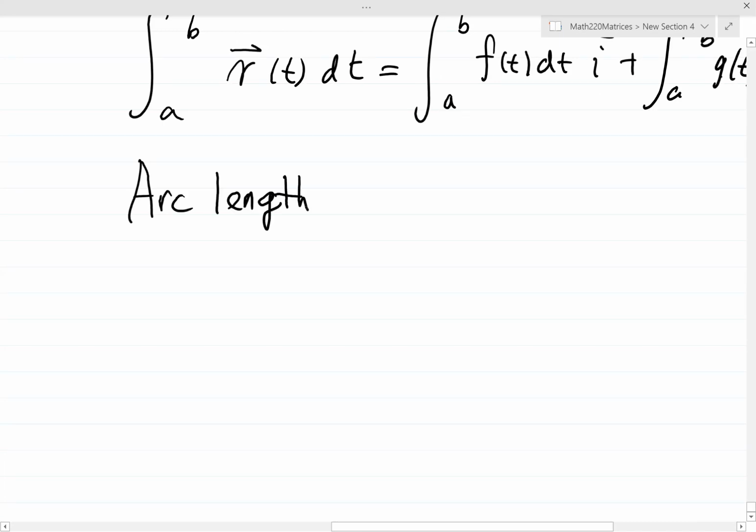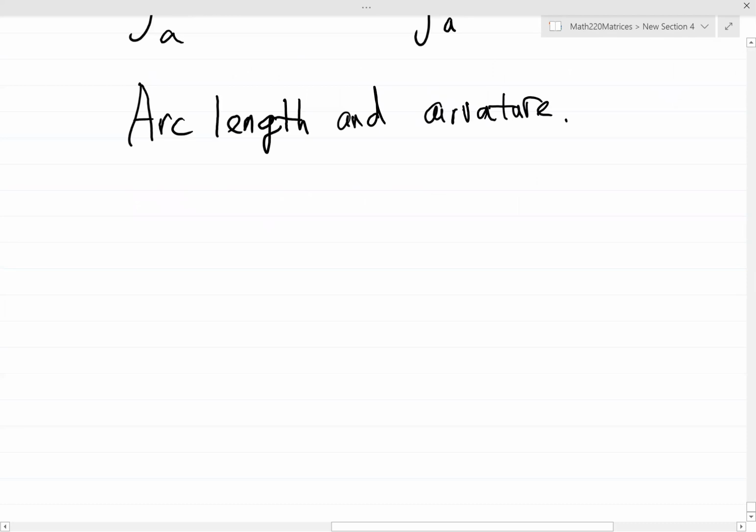Arc length and curvature. Recall what we did in calculus 2. Suppose you have a nice curve in the xy plane.